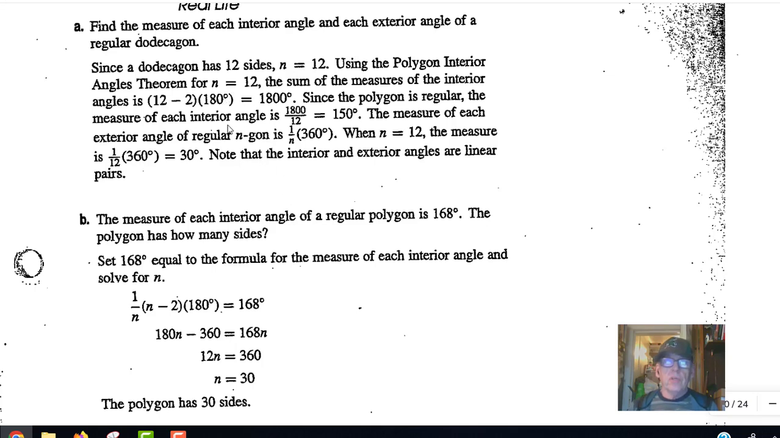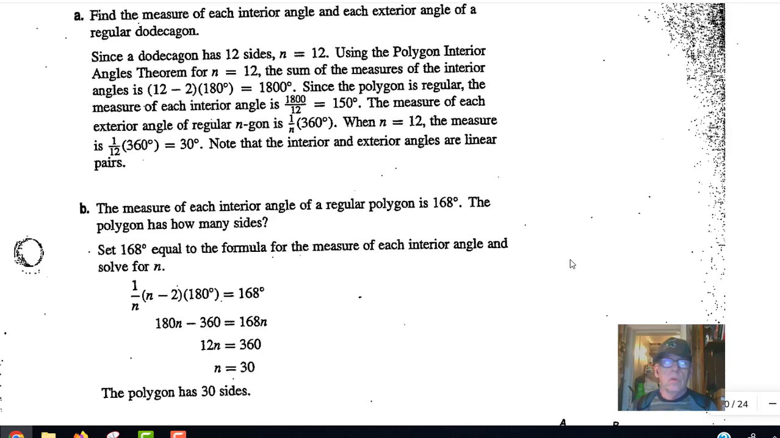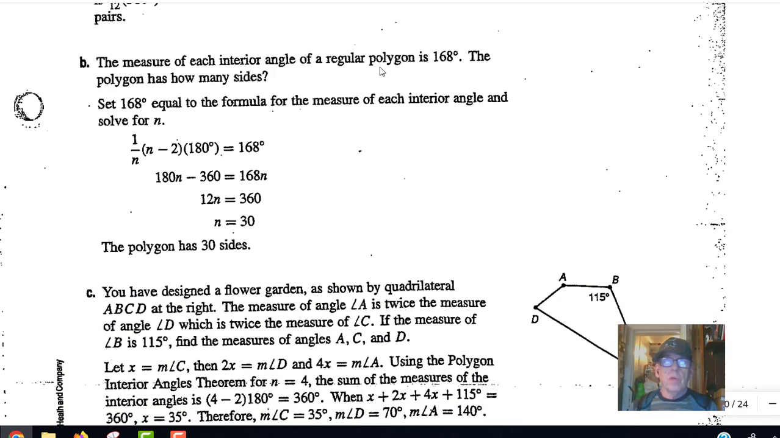For exterior angles, one at each vertex, there's 12 exterior congruent angles, and 360 divided by 12 comes out to be 30. Okay, for part B, they come out to be 168. So n minus 2 times 180 divided by n came out to be 168. When you simplify, n comes out to be 30.